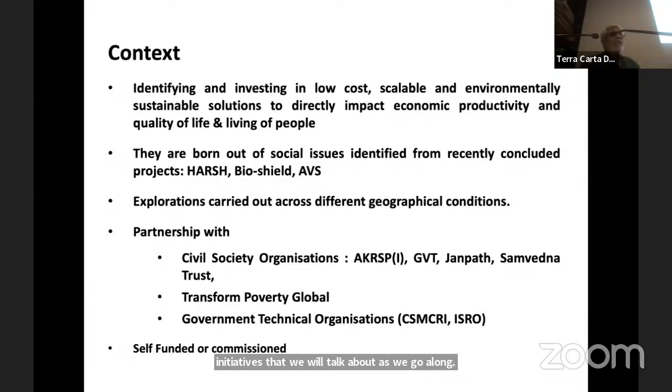Basically, what we have done is we have created low-cost scalable solutions in this space by creating direct interaction with the community. So it's a co-creation of solutions which are really part of their life. And we have worked with civil society organizations, we work with government, we work with other industries and others.